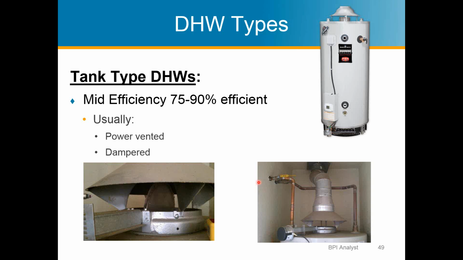And then it's kind of mid-efficiency tank water heaters. There's not many smaller residential mid-efficiency water heaters out here. So the ones that I'm showing you here are larger, probably going into the boiler size, so above 75,000 BTUs. But those can be usually 75 to 80% efficient is probably a better range. But they can be power vented, and they oftentimes are going to have a damper. So that's what this is right here. This is a damper, and this is the motor for the damper.